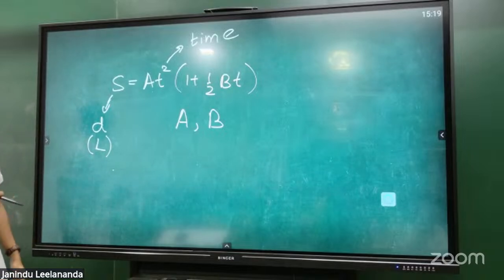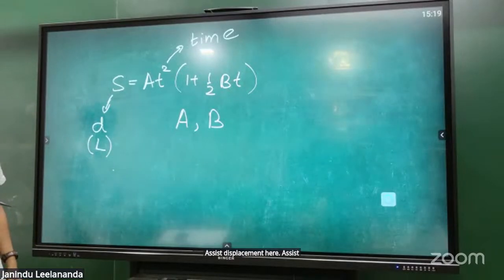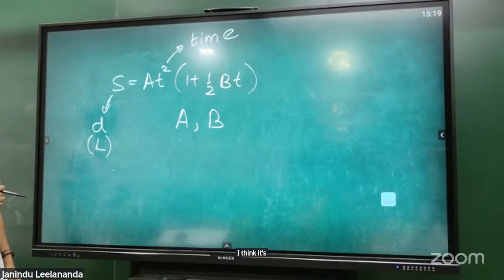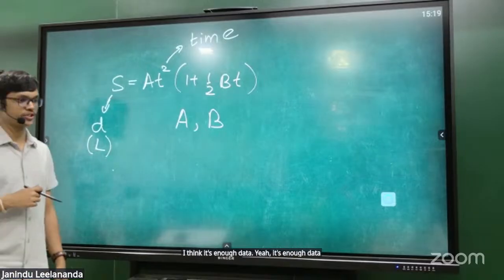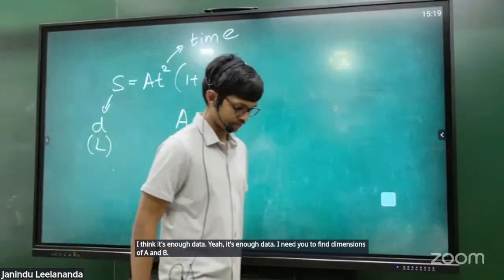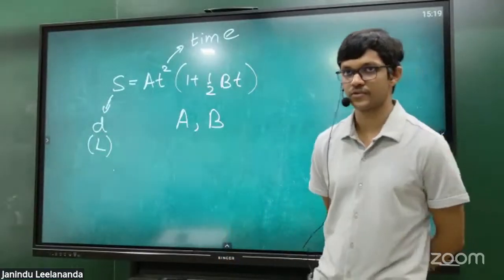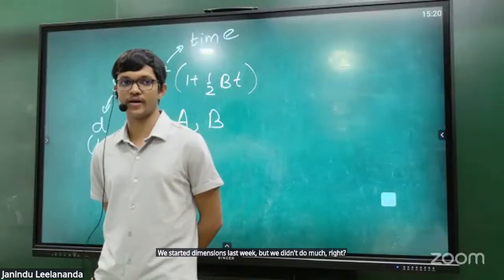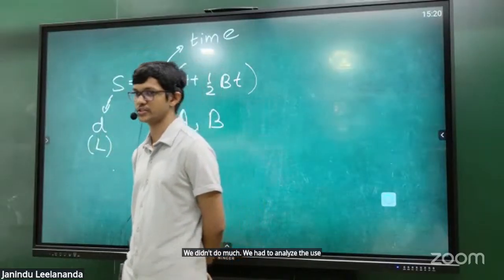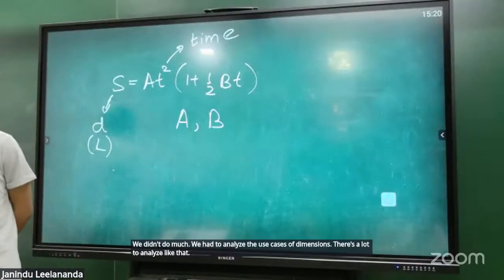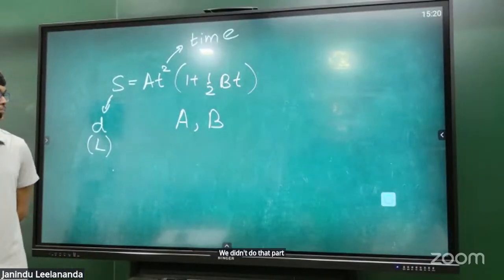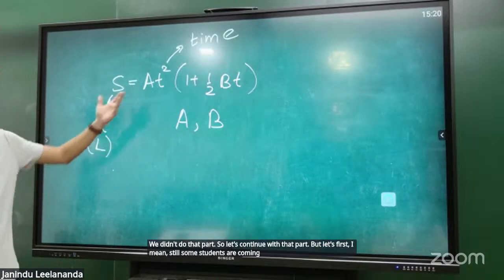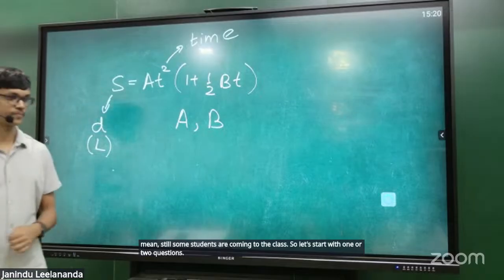S is displacement here, T is time. I think it's enough data. I need you to find the dimensions of A and B. We started dimensions last week, but we didn't do much, right? We had to analyze the use cases of dimensions. There's a lot to analyze like that, and we didn't do that part, so let's continue with that part. But still some students are coming to the class, so let's start with 1 or 2 questions, then continue.